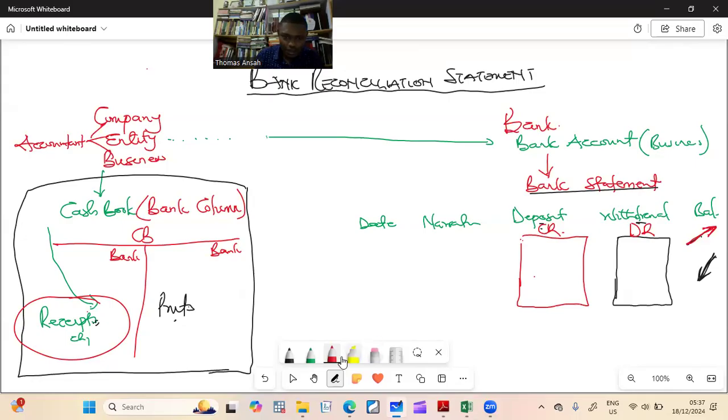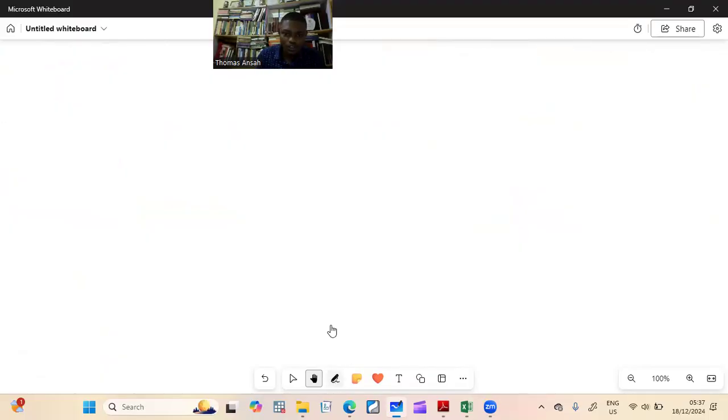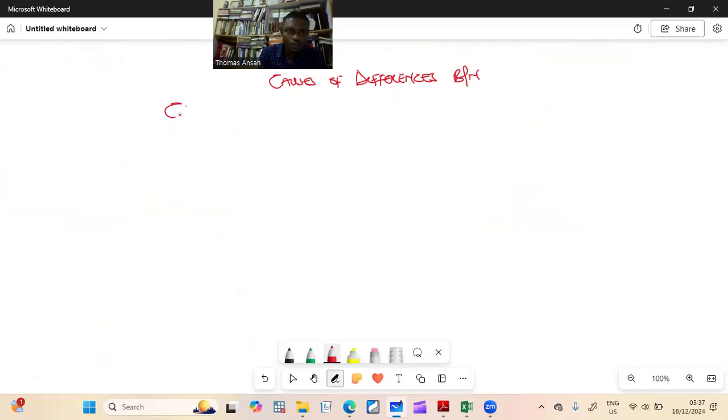But let's ask ourselves, what caused the difference? So let's look at some of the causes of the difference between the bank statement and the cash book. All right. So what are some of the causes of the difference?